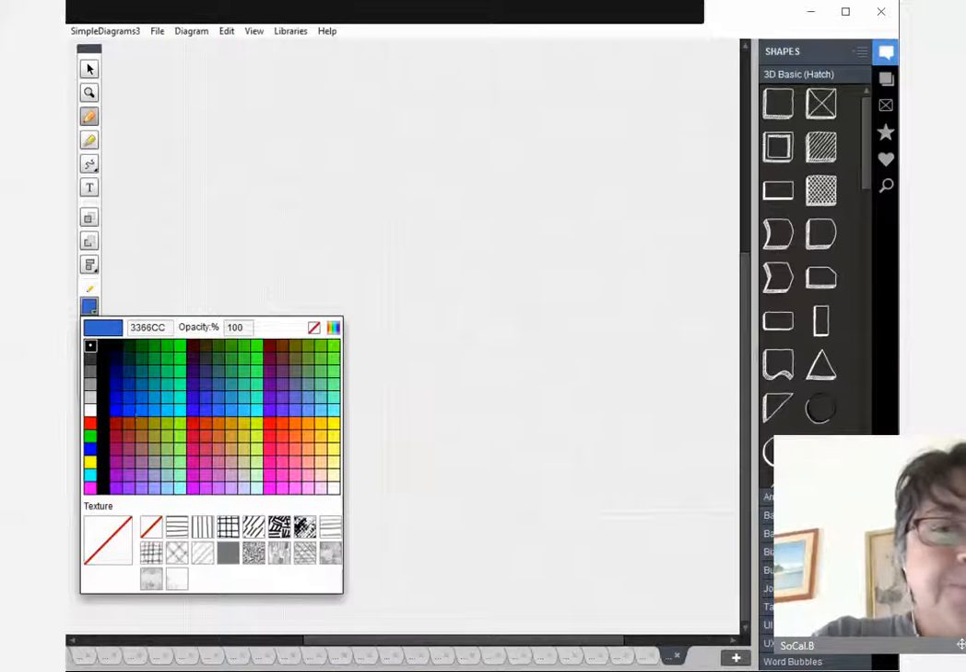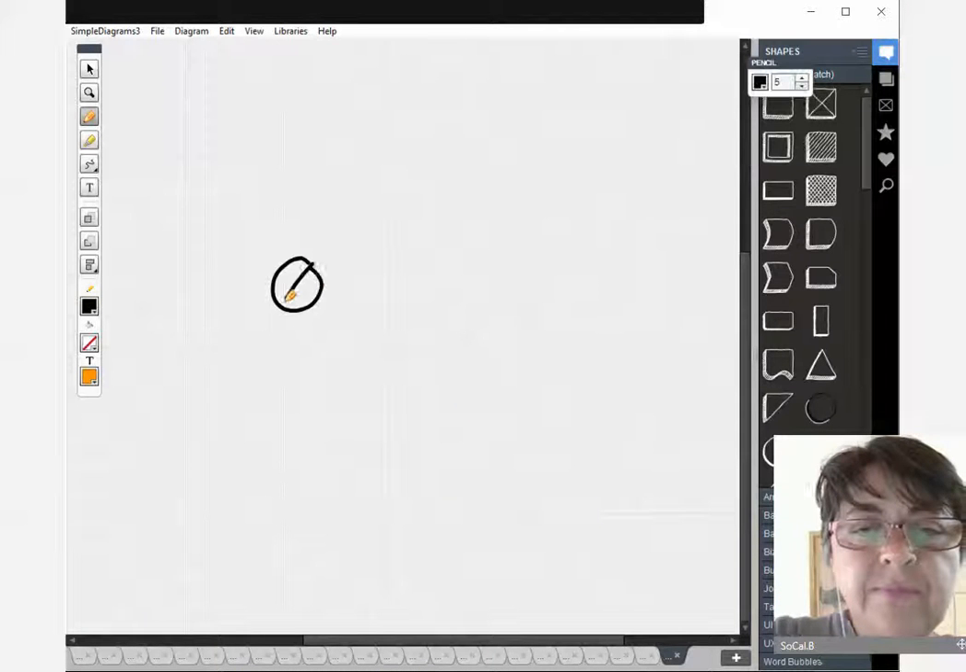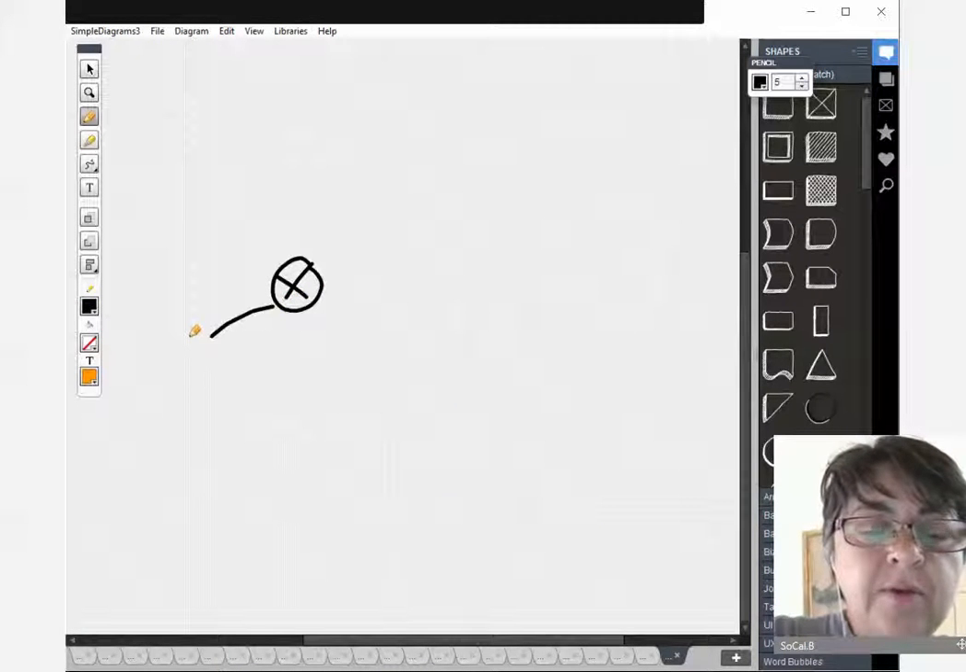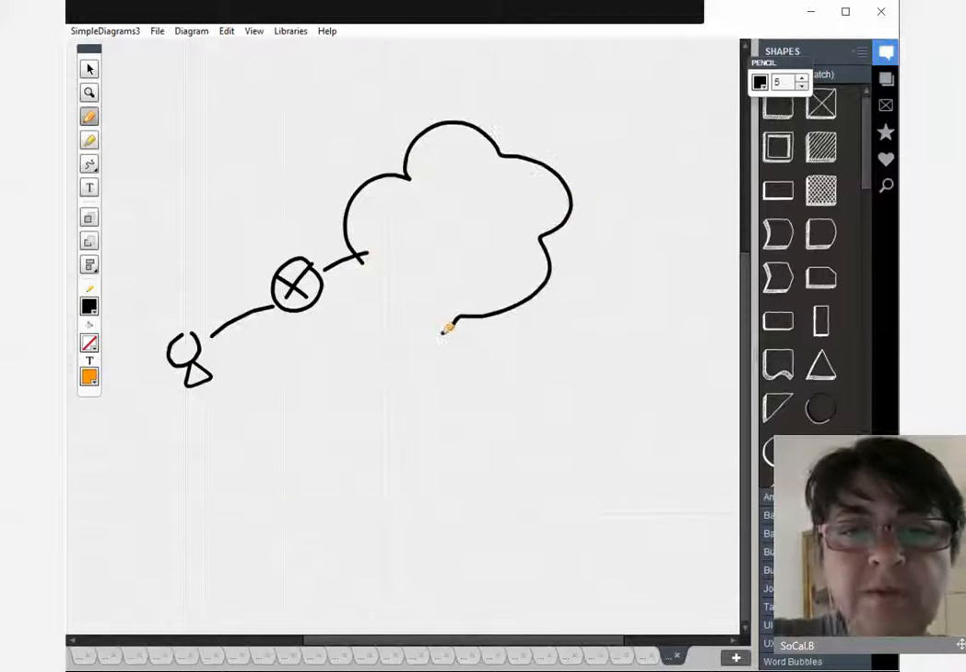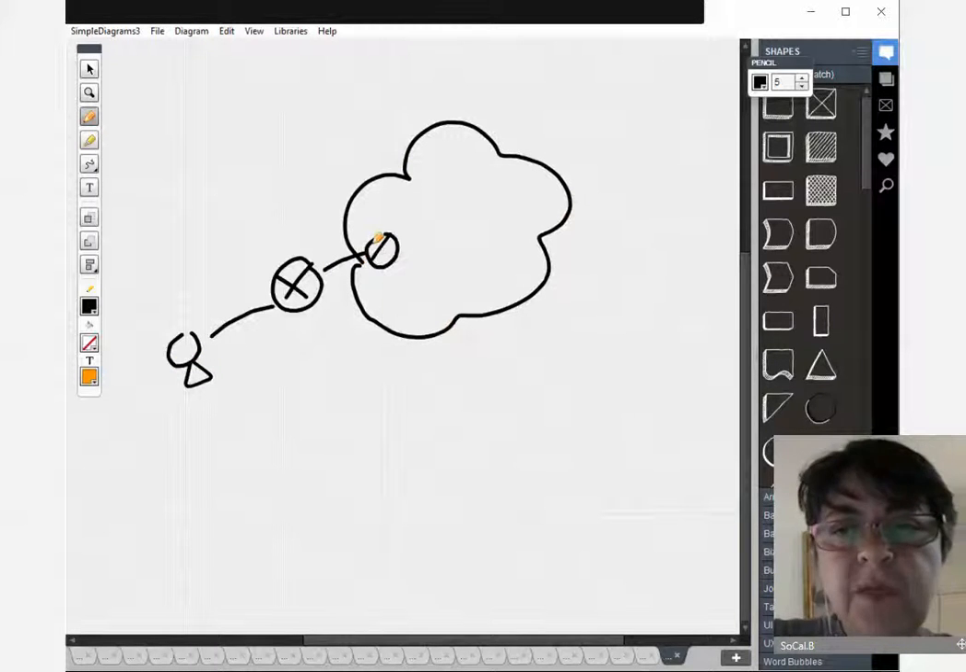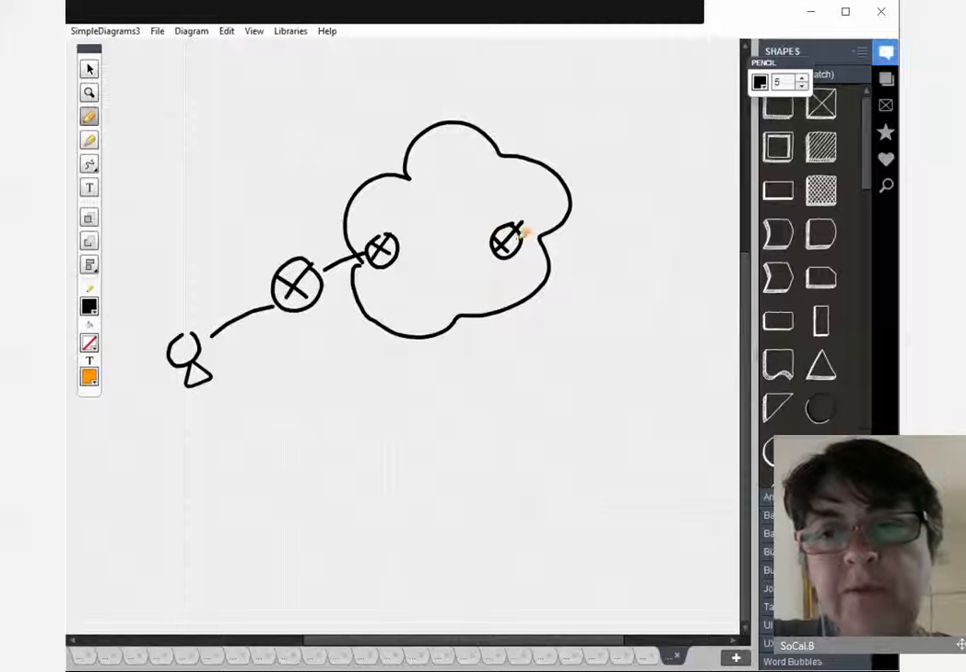Here's what happens. So let's say here you are, and this thing goes into the cloud, and what you want to do is connect to something.